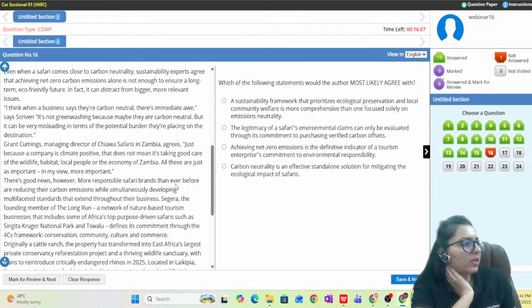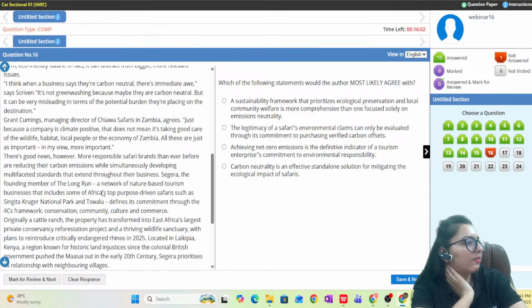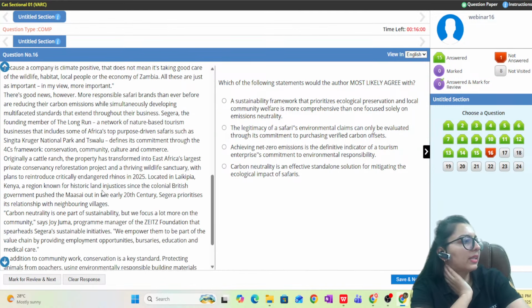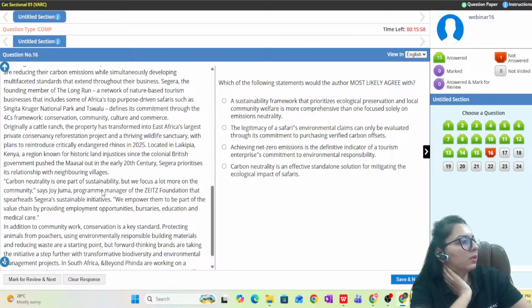More responsible safari brands than ever before are reducing carbon emissions by simultaneously developing multifaceted standards that extend throughout the nature-based tourism business, including some of Africa's top purpose-driven safaris, such as Segera and Swala, which define a commitment through the 4 Cs framework: conservation, community, culture, and commerce. Originally a cattle ranch, the property has transformed into East Africa's largest private conservancy reforestation program and a thriving wildlife sanctuary with plans to reintroduce critically endangered rhinos.